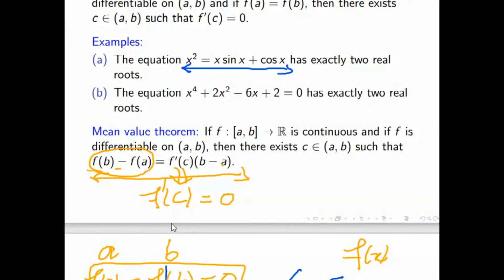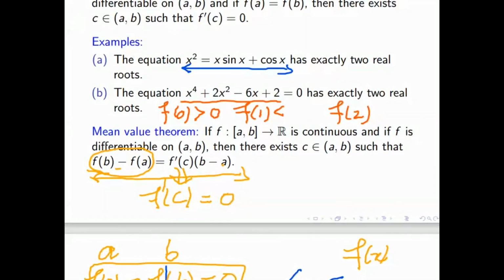It's positive at x equal to 0. Negative at 1. So you can calculate f of 0, f of 1, and f of 2. f of 0 is positive, f of 1 is negative, and f of 2 is positive. Positive then negative means between 0 and 1 there is at least 1 root, and between 1 and 2 also at least 1 root. So total at least 2 roots for this function.